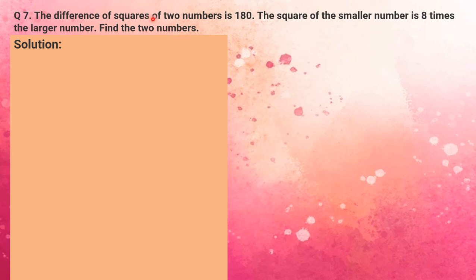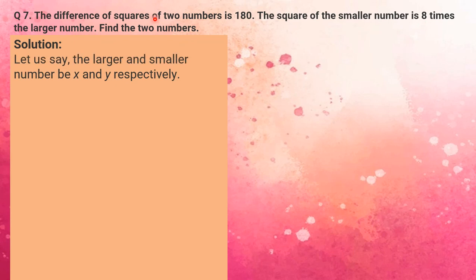Remember the problem: difference of squares of two numbers. First of all we have to take the two numbers, one greater, one less. We take the squares of the two numbers and find the difference, which equals 180. So let us consider the larger and the smaller number as x and y. So x is the larger number and y is the smaller number. When we take squares, x square minus y square is equal to 180.